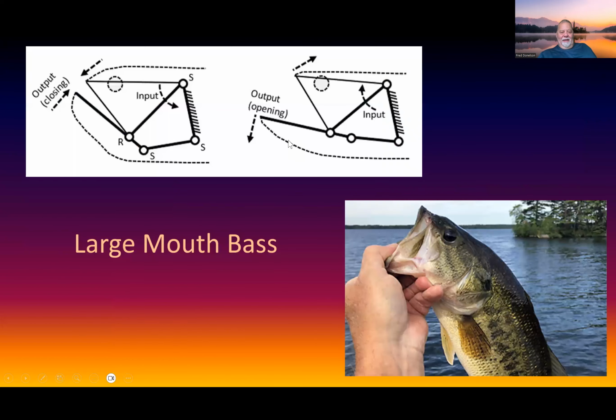Now, unless you think these are only found in exotic animals, many of you may have fished for bass before. I love to fish. I like to fish for largemouth bass, and these have four-bar systems as well. Part of it is for closing, and part of it is for opening. Again, the same type of thing. This has a complex system, and of course, as it opens, it will actually suck the stuff in as well. So these are all really complex systems.